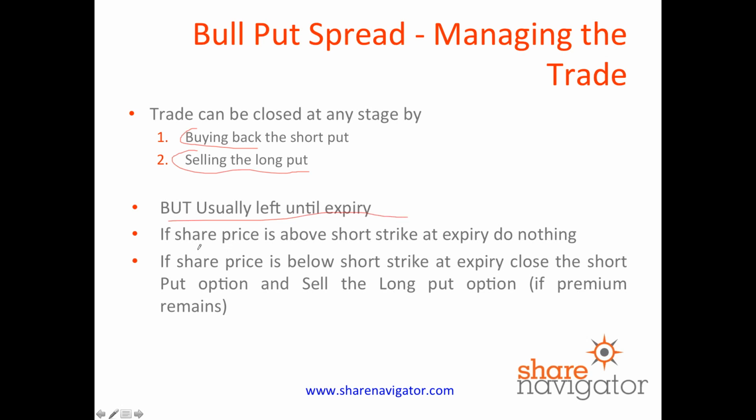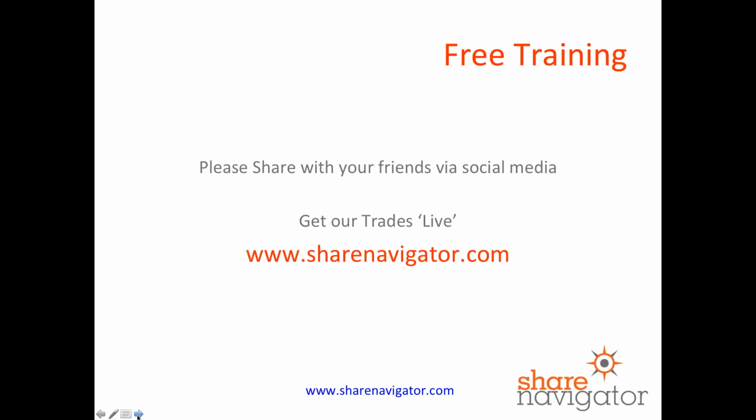Now, if the share price is above the short strike at expiry Friday, do nothing. There's probably no value in your long put, and your short put will also expire worthless, so you'll make your full profit. However, if the share price is below your short strike, it could be a losing position, and you will have to buy back that short put at a slight loss. And if there's any premium left in the long put, you could sell that as well to offset some of your loss. But remember, your loss is absolutely limited. You know that before you even place the trade.